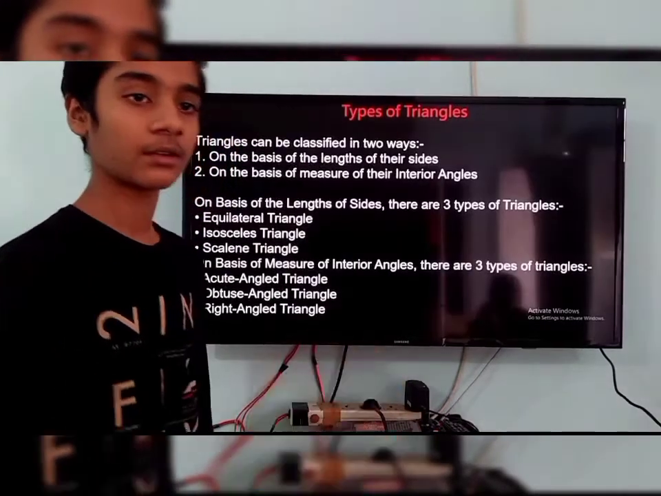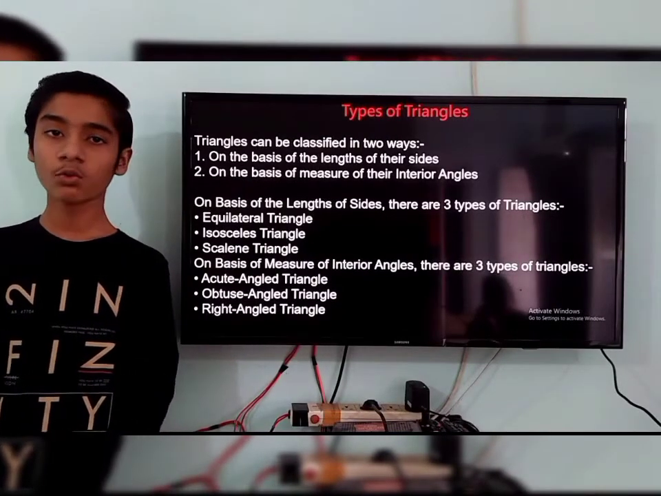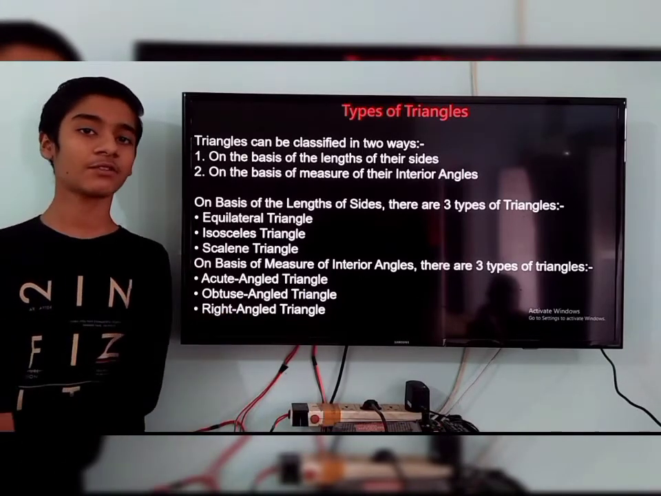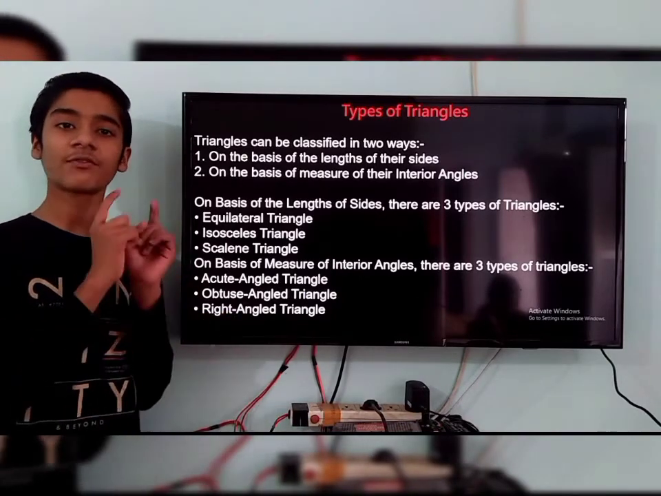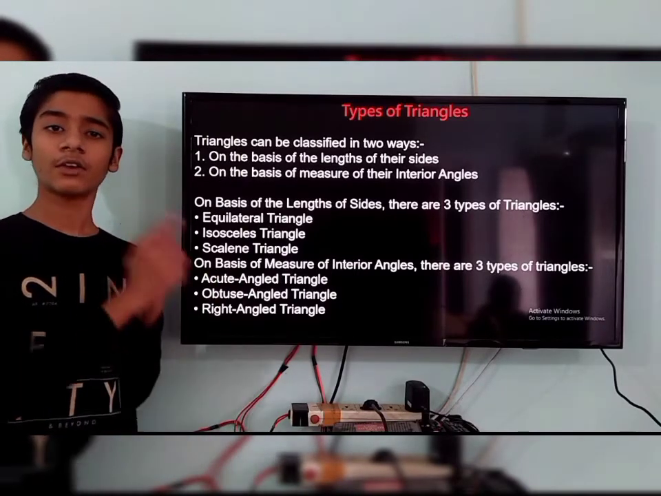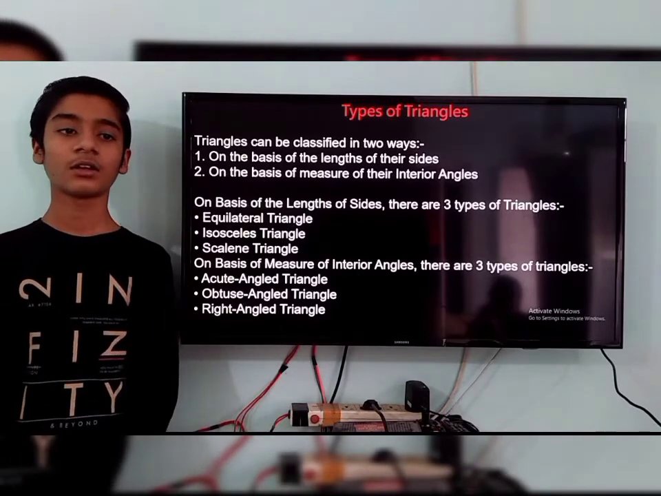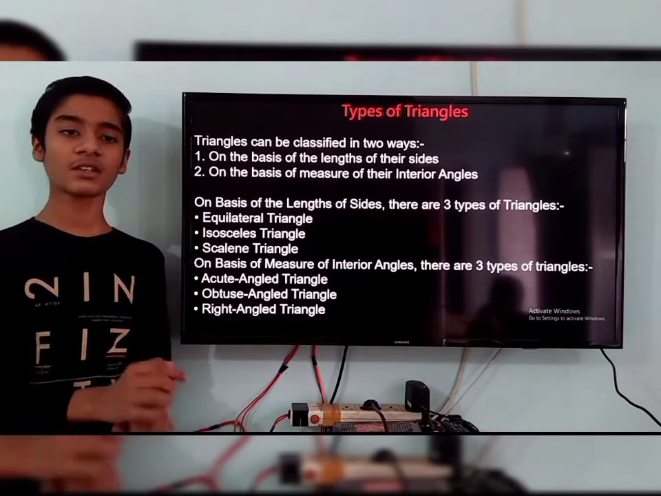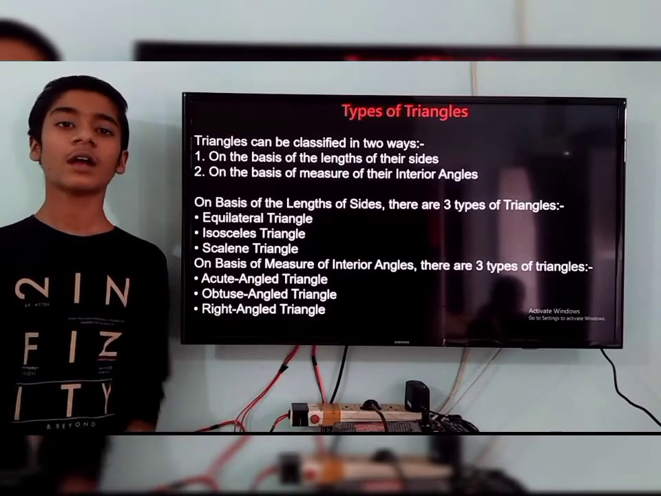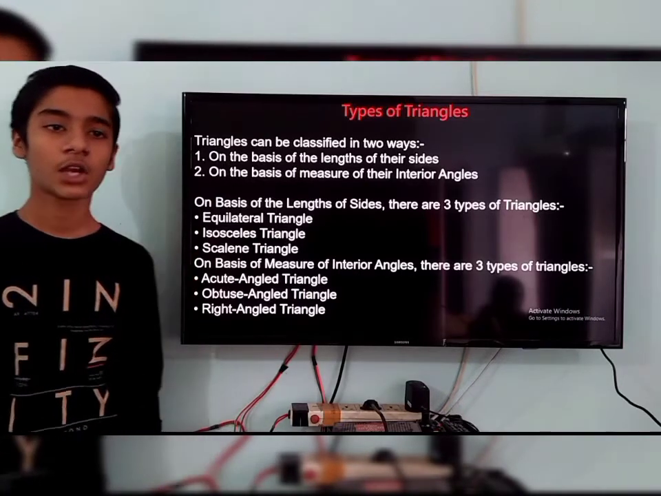Now next slide. Types of triangle. Triangles can be classified in two ways: on the basis of the length of their sides, and on the basis of the measure of their interior angles. On the basis of the length of their sides, triangles can be classified in three ways: equilateral triangle, isosceles triangle and scalene triangle. On the basis of the measure of their interior angles, triangles can be classified in three ways: acute angle triangle, obtuse angle triangle and right angle triangle.